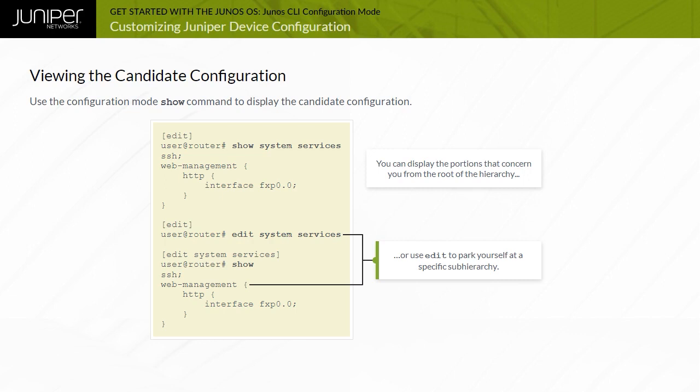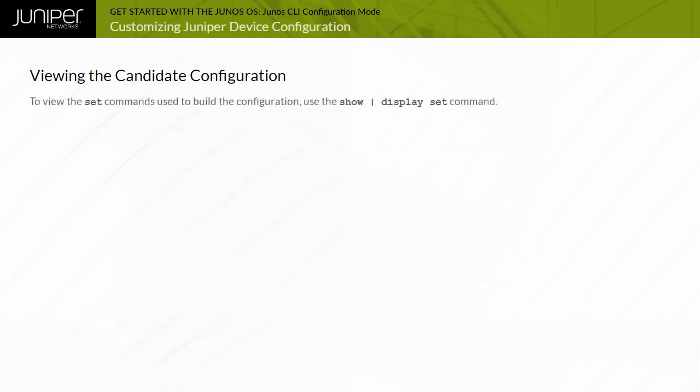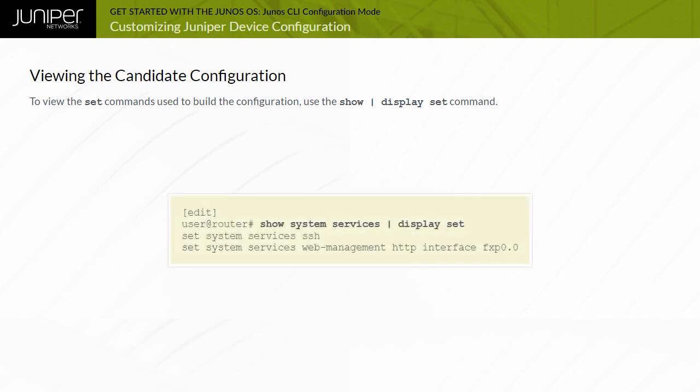In cases where an empty statement leads to an invalid configuration, because it is incomplete or meaningless, the Show command does not display any of the statement path. You can display the individual Set commands used to create the existing configuration file using the Show Pipe Display Set command. An example of this command and its resulting output is displayed.